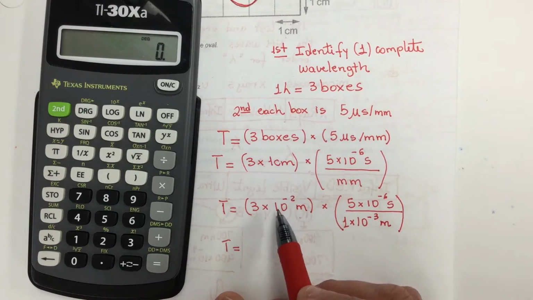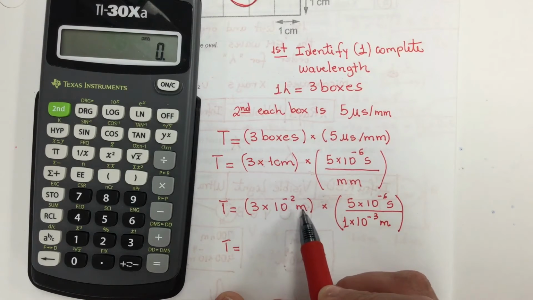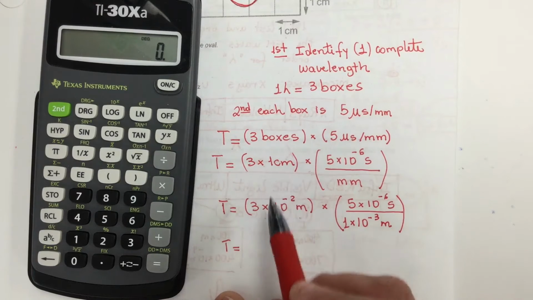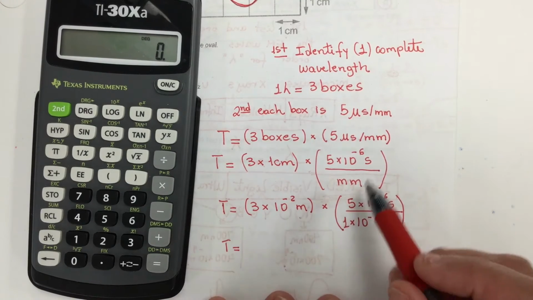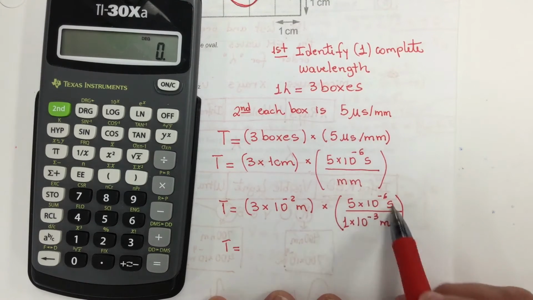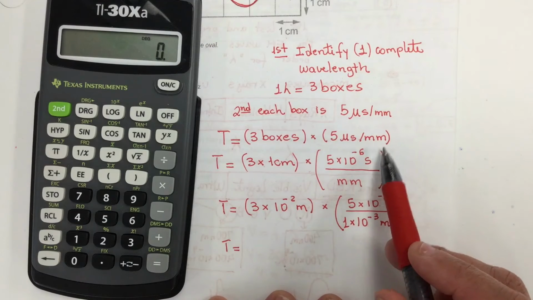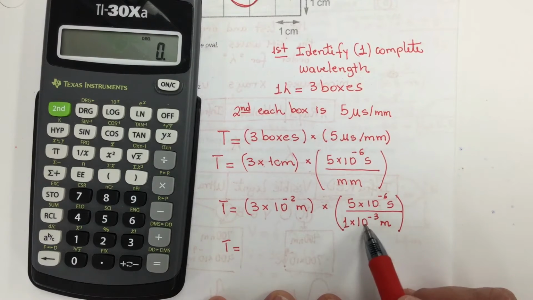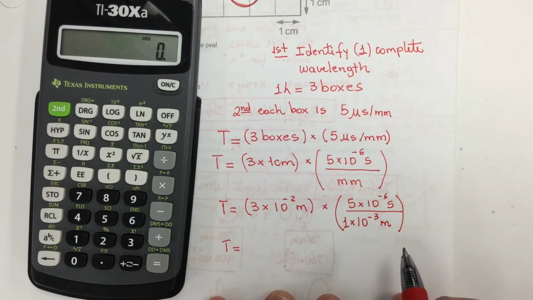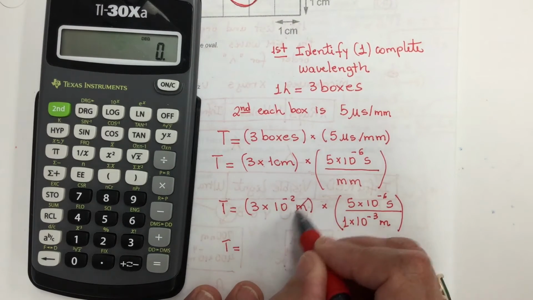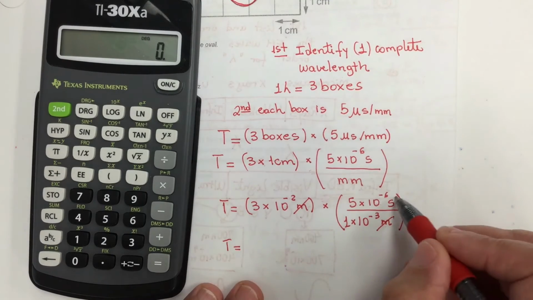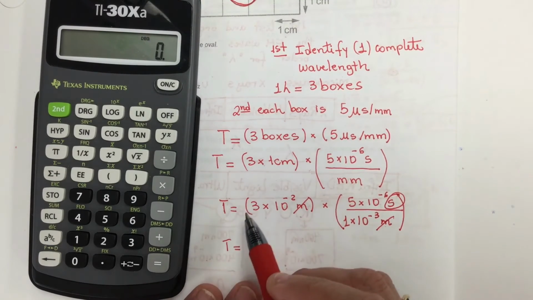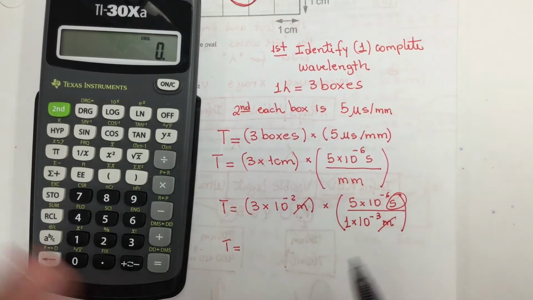So 1 centimeter is 10 to the negative 2 meters, so 3 centimeters is 3 times 10 to the negative 2 meters, times this, keep the same. Now a millimeter is 1 times 10 to the negative 3 meters. Great. So now what we're going to do is cancel the units. My answer is in seconds, which makes sense because period is in seconds.